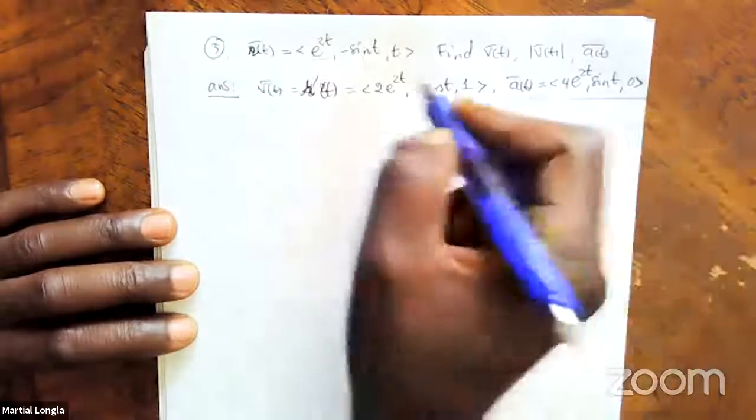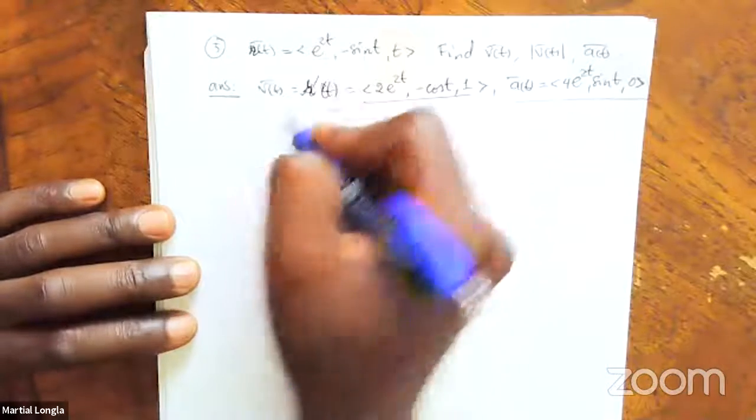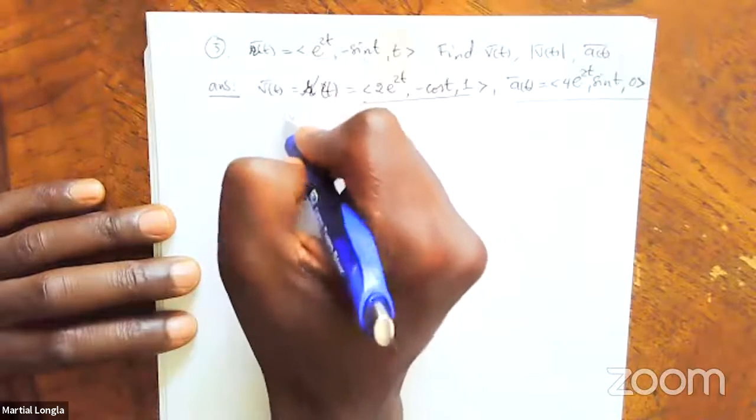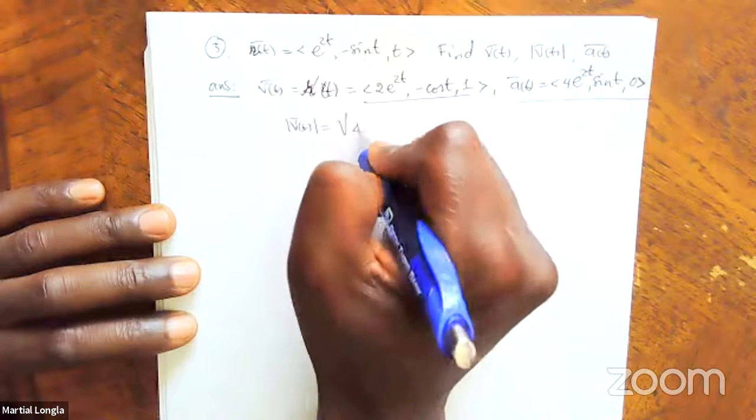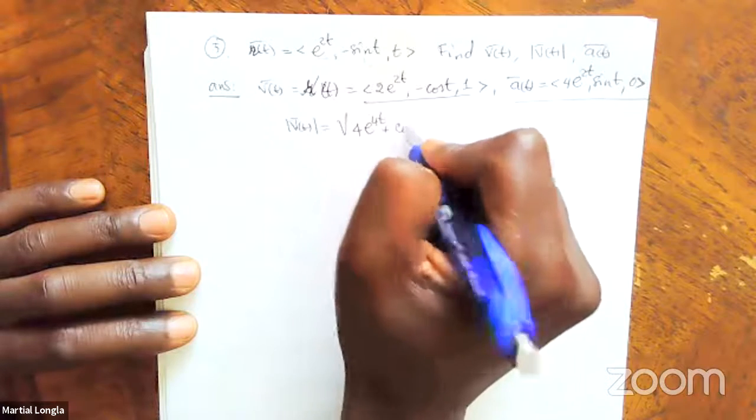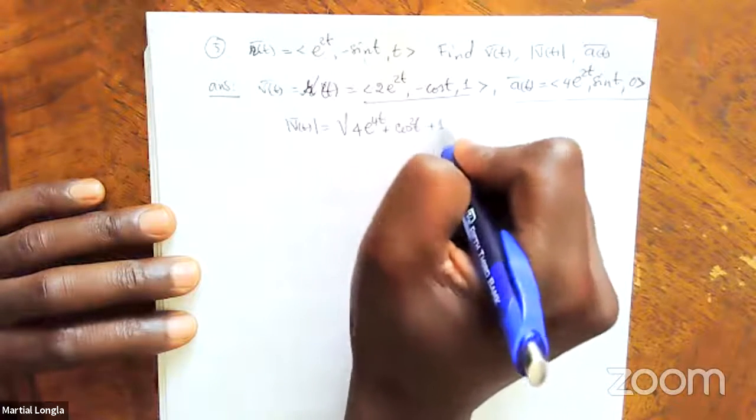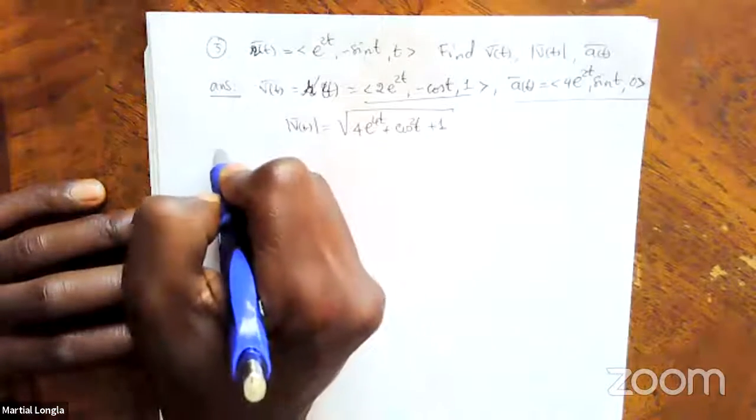So that's the acceleration, that's the velocity, and the speed is the magnitude of v of t, square root of 4e to the 4t plus cosine squared t plus 1. That's it, nothing else required.